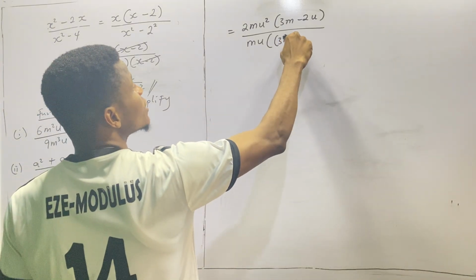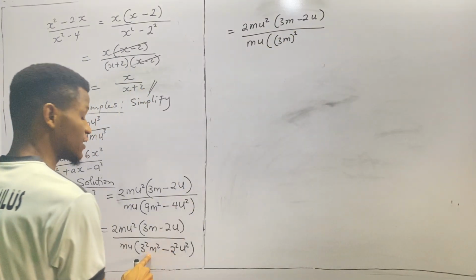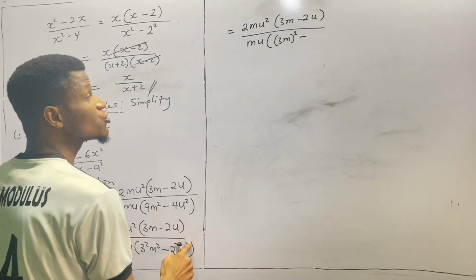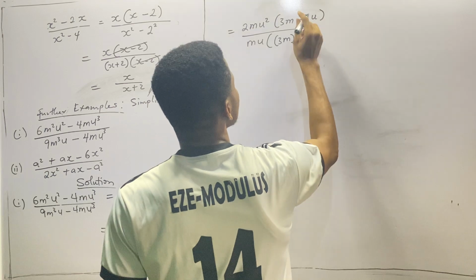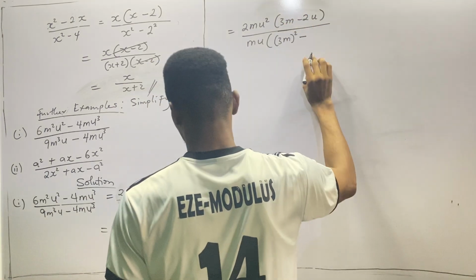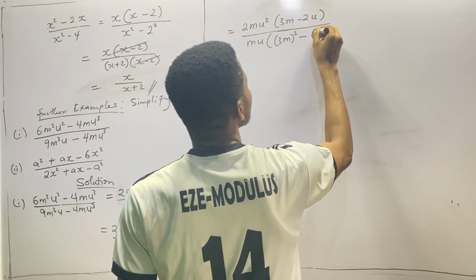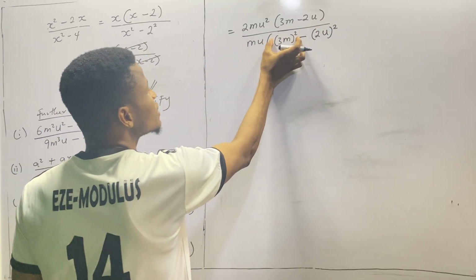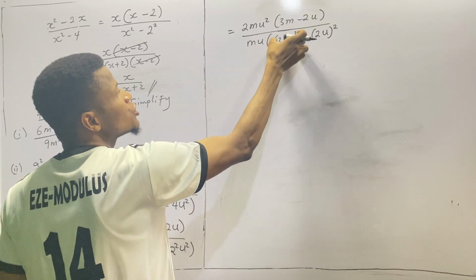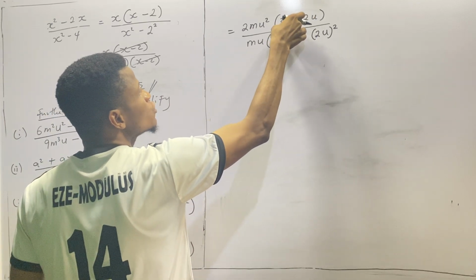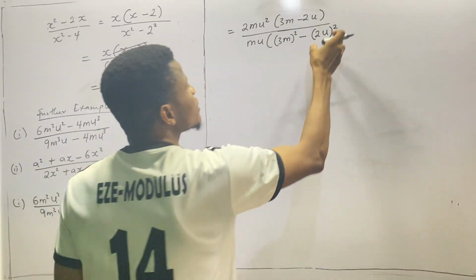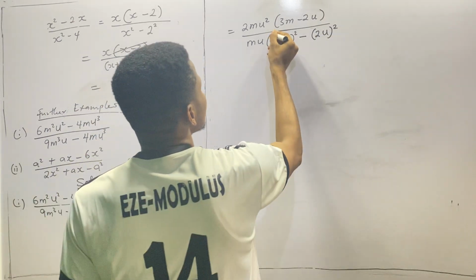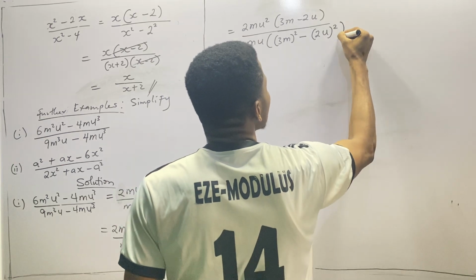So if I open the bracket, it will be 3 square m square, which is the same thing as this. Then minus, so I also want to factorize the same square here. So we have 2u all square. Please, this small bracket here is for the factorization of the power. It shows that this power belongs to both 3 and m. And the same thing here shows that the power belongs to both 2 and u. So I opened this one, so I have to close it.